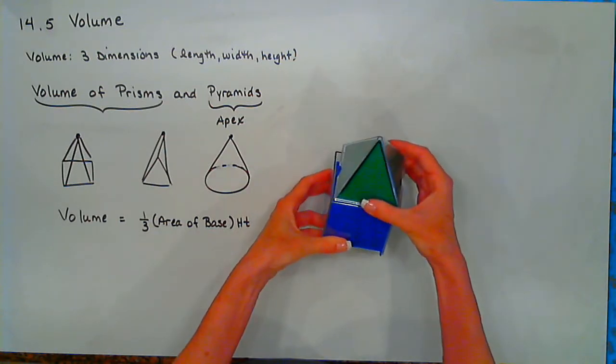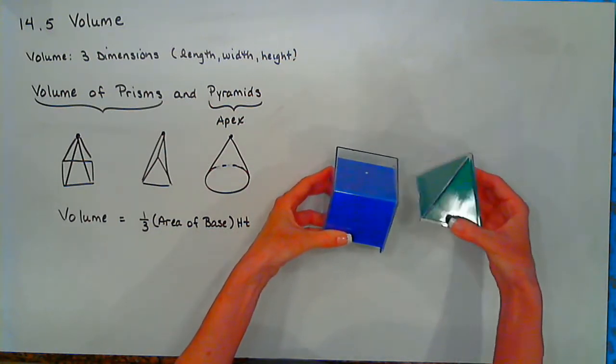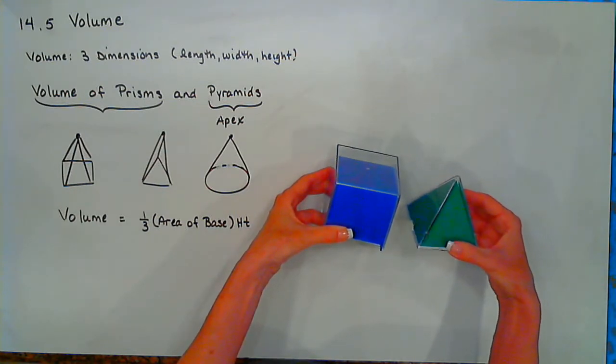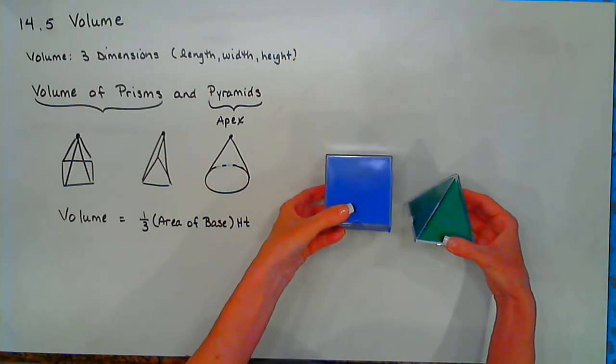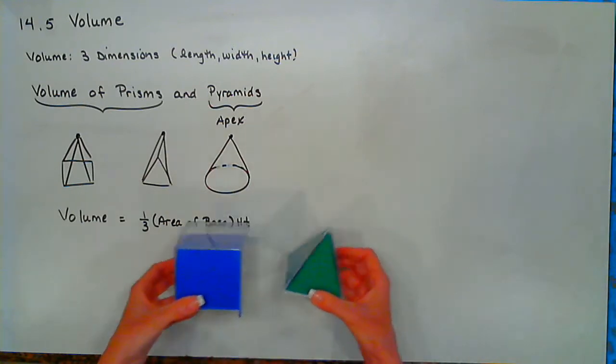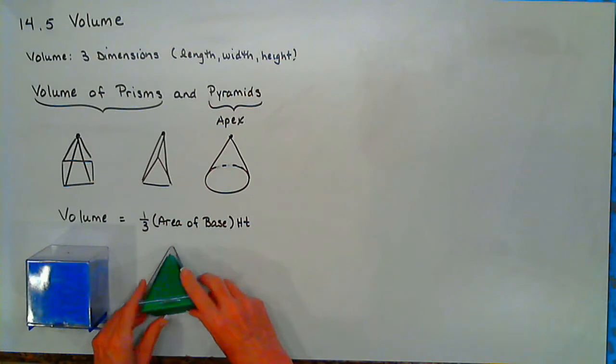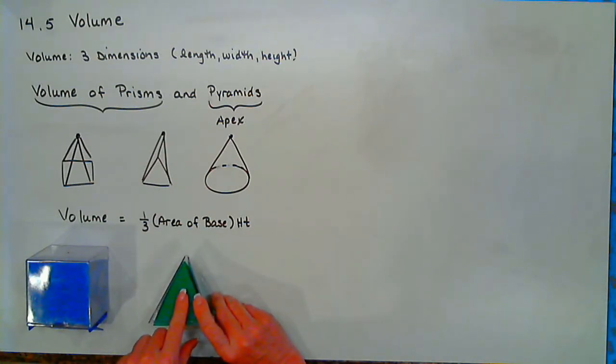So the bases have the same shape, so the area of the base is the same. The height's the same, but it should look like this pyramid is smaller than this cube. And so a nice way to show it is, because we want to know it's 1/3, I'm going to show that it's going to take 3 pyramids to equal 1 cube.